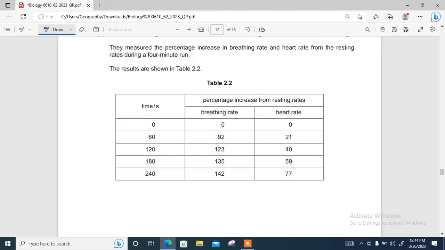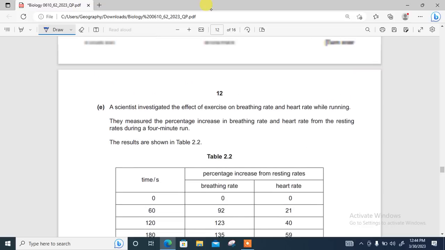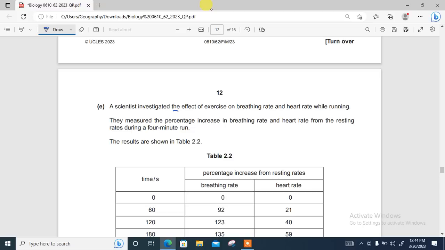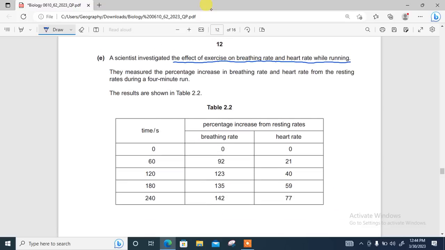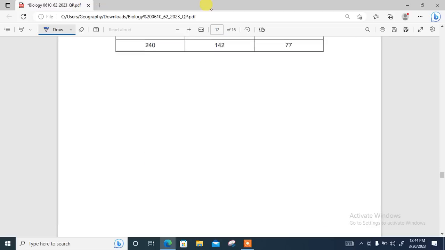Now we have another question here. They said a scientist investigated the effect of exercise on breathing rate and heart rate while running. They measured the percentage increase in the breathing rate and heart rate from the resting rate during a 4-minute run. The results are shown in table 2.2. I have the result here. Now let's see what the question is.